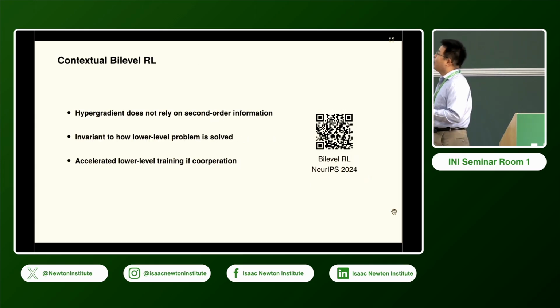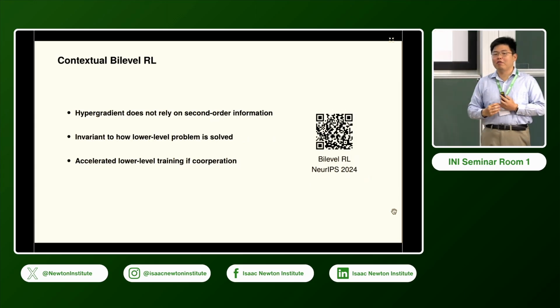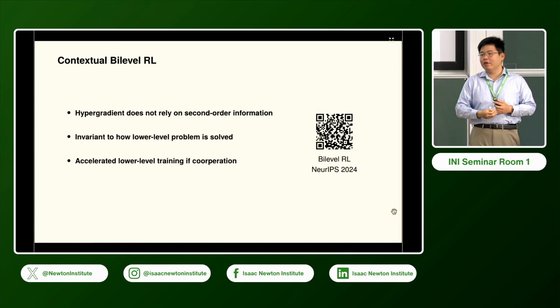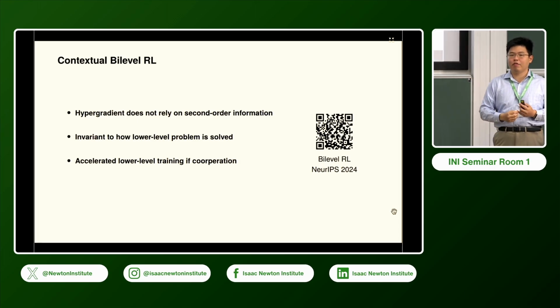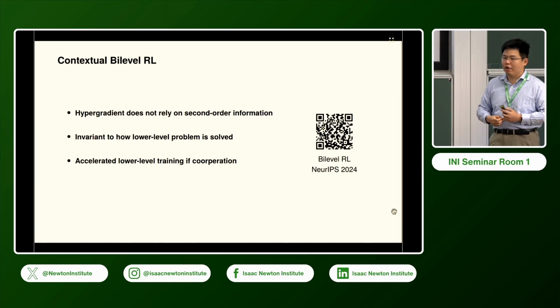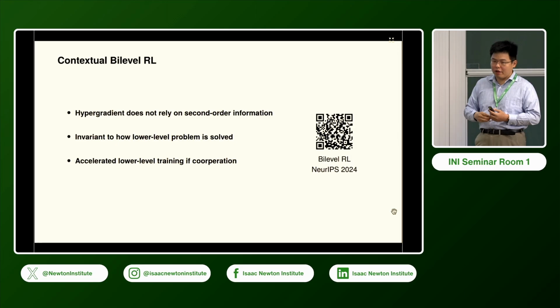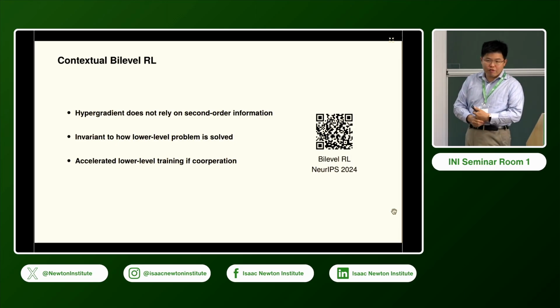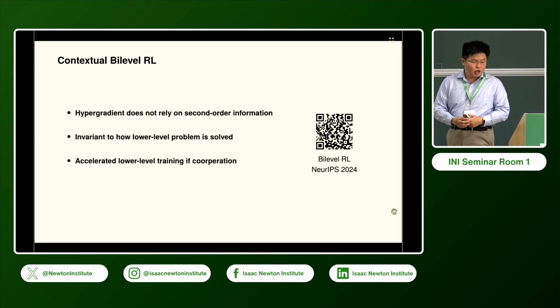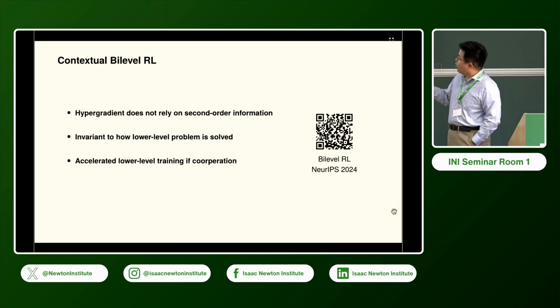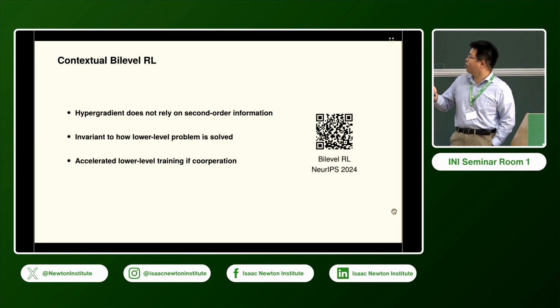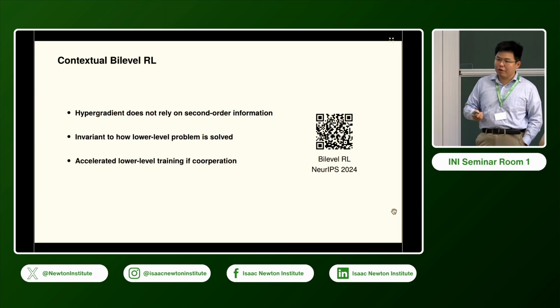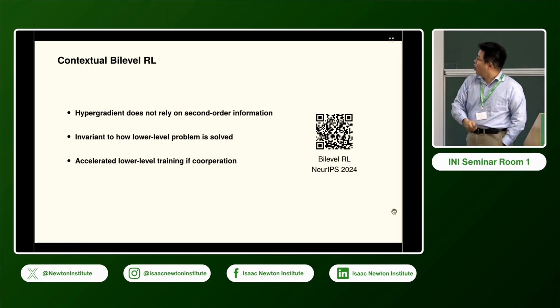And then, very naively, we thought bilevel reinforcement learning would be something similar, but it turns out that they are so different because of data limitations, because of all kinds of environments you need to think about. And the take-away messages: in bilevel reinforcement learning, you don't need second-order information. You can adjust the model design without knowing how the lower-level problem is solved, and then you can accelerate. This is a paper published in 2024 at NeurIPS.